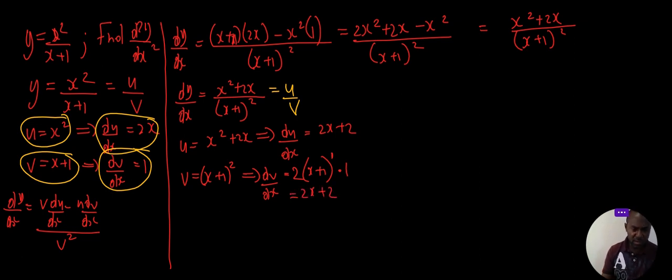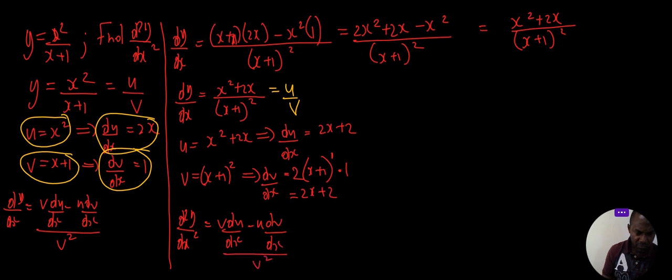Now we can say that according to the quotient rule, in this case we're looking for d2y by dx squared, because it's the second derivative. So we can say that d2y by dx squared is equal to v du by dx minus u dv by dx, all over v squared, and we can continue.